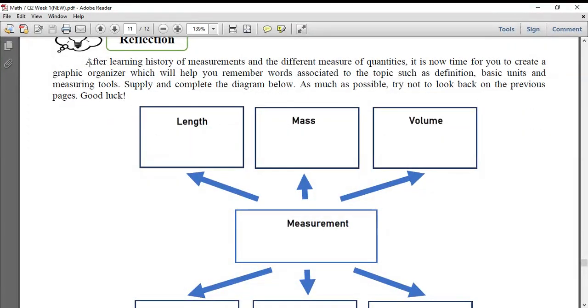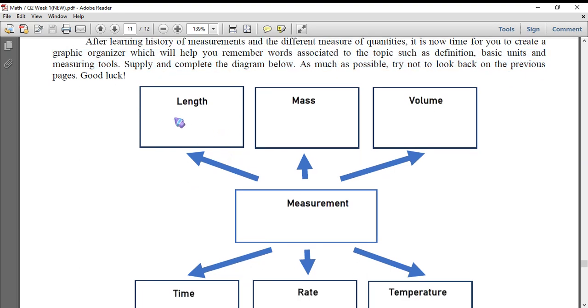Reflection. After learning the history of measurements and different measures of quantities, it is now time for you to create a graphic organizer which helps you remember words associated with the topic, such as definition, basic units, and measuring tools. So you will fill it in here. What will you put here?